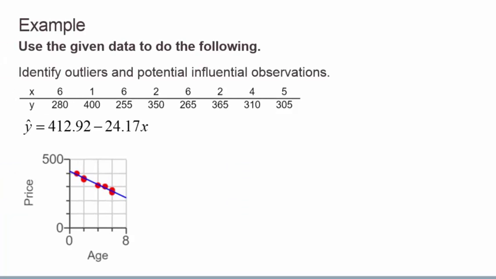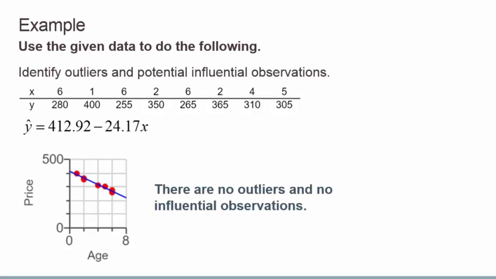Continuing, identify outliers and potential influential observations. All the data points cluster very closely to our regression line. There are no outliers and no influential observations.